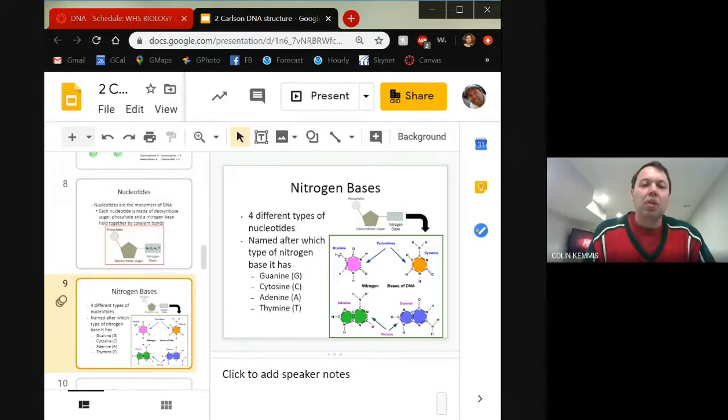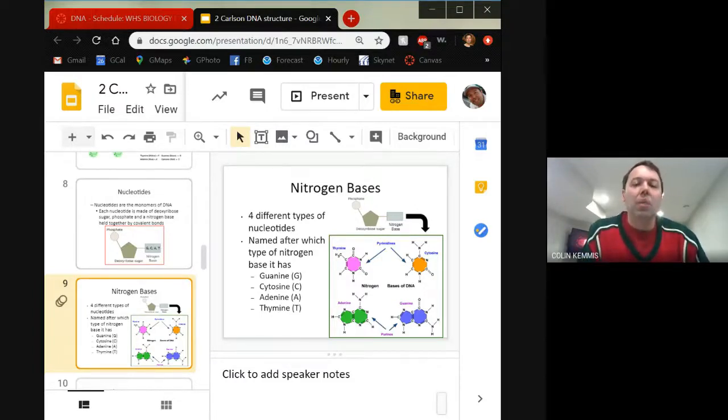All right, so these bases, let's take a look at these. These are the ones that Chargaff figured out. There's 4 that they're equal pairs of. They're named after what type of nitrogen base they are. And they're guanine, which is G for short. Cytosine is a C, adenine is an A, and thymine is the T.